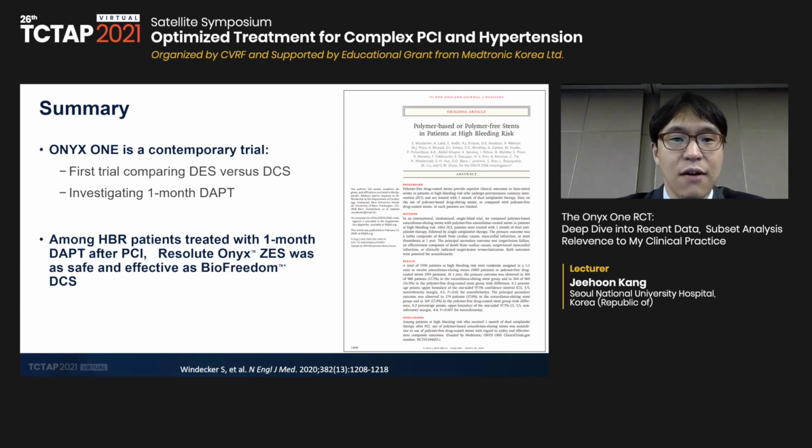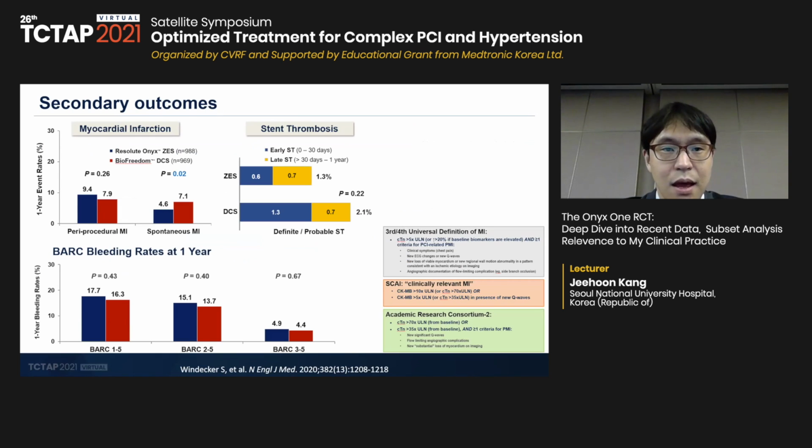So regarding the summary of the Onyx 1 trial, this was the first trial that compared DES versus DCS, investigating a 1-month DAPT. And this trial could prove the safety of the Onyx stent in patients using a 1-month DAPT strategy. Regarding the secondary outcomes, we can see that there was a slightly higher incidence of periprocedural MI in the Onyx arm, while the spontaneous MI was higher in the BioFreedom arm. This was a point for further analysis, and we could see that there was more stent thrombosis in the DCS, while the bleeding rates were very similar between the two groups.